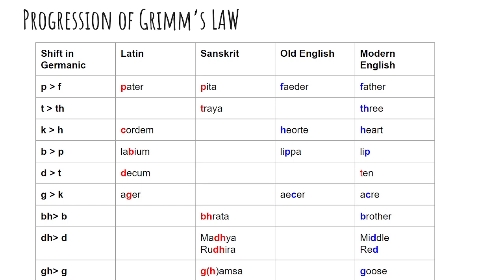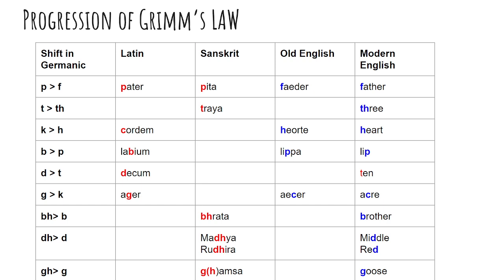The next one is the transformation of the sound t into th. The triad word in Sanskrit becomes three in English, thereby t becoming th. The last one, k becoming h. The Latin word caudum gets transformed into Modern English heart, wherein k sound becomes h sound. With this, we come to an end of the first level of changes.